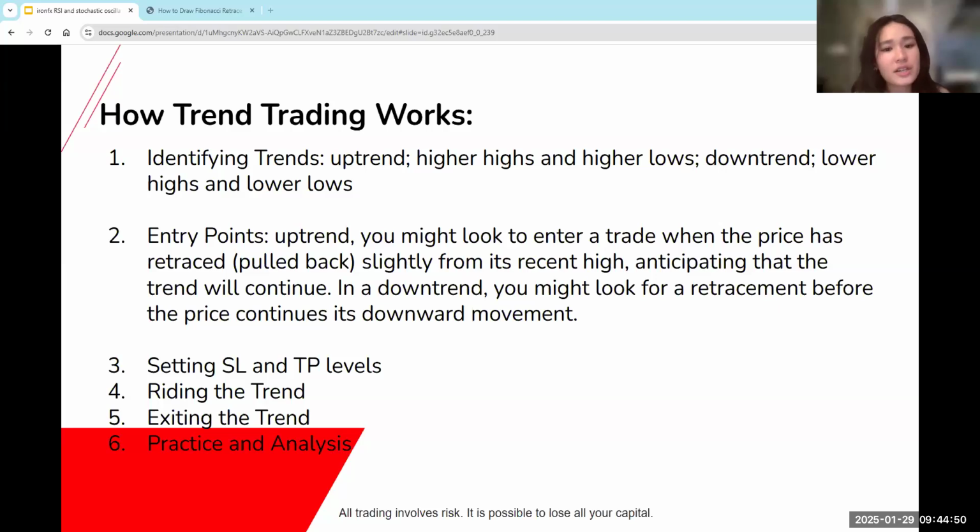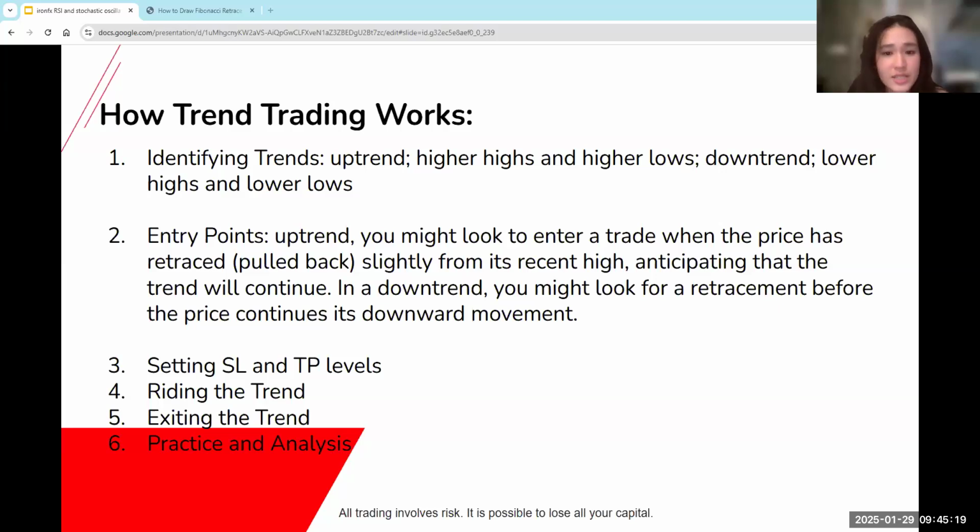An uptrend is characterized by higher highs and higher lows, and a downtrend by lower highs and lower lows. Next is entry points. In an uptrend, you might look to enter a trade when the price has retraced, so pulled back slightly from its recent high, anticipating that the trend will continue. In a downtrend, you might look for a retracement before the price continues its downward movement.